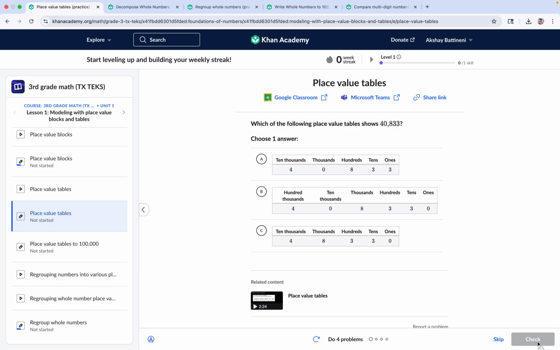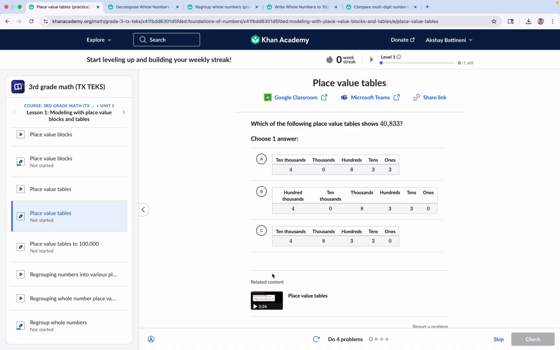We didn't go this far up, but basically, the 4 is just in the 10,000s place, and we just went from 1,000 to 10,000. Okay, so 40,833. Let's see where that is. Let's start with C, okay? 40,010. So the 4 is the 10,000s place, the 0 is the thousands place, the 8 is the hundreds place, the 3 is the tens place, and the last 3 is the ones place.